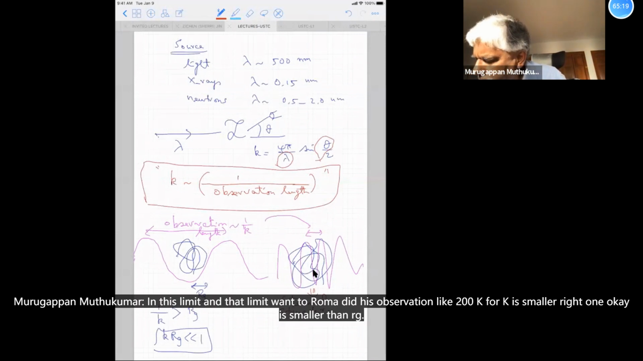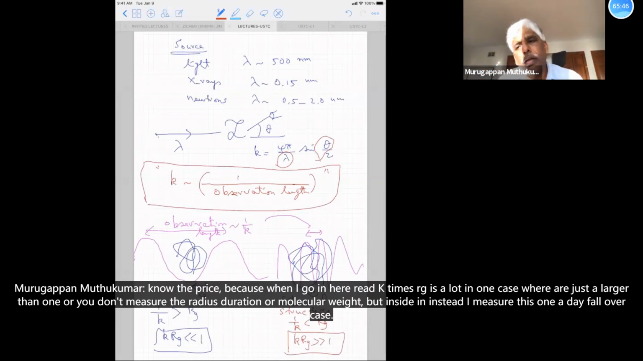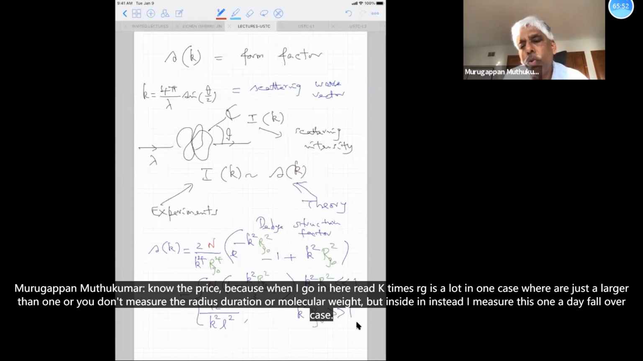In this limit, remember this is observation length 1 over K, 1 over K is smaller than RG, because RG is this big, as I have drawn. RG is very big, but this observation length is shorter than RG. What does that mean? This means K times RG is greater than 1. That's the limit that we are in. Not a surprise, because when K times RG is larger than 1, or K squared RG squared larger than 1, I don't measure radius of gyration or molecular weight, but instead I measure this quantity, 12 over K squared L.